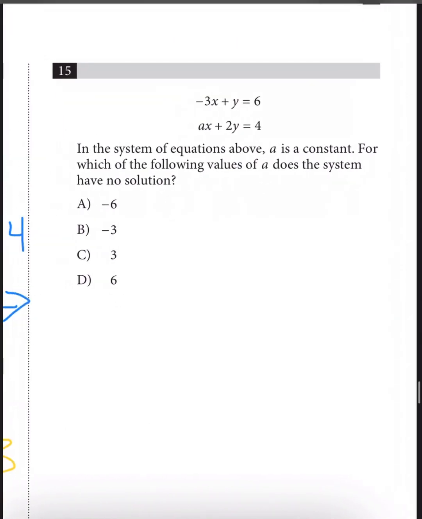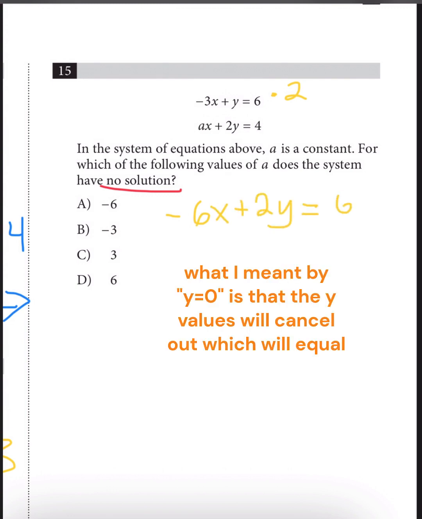In the system of equations above, A is a constant. For which of the following values of A does the system have no solution? When it says no solution, we have to make sure that everything cancels out. So we're going to multiply the top equation by 2 because we want it to essentially cancel out. We want the y to equal 0, we want x to equal 0, but let's make the y equal 0 first. So let's multiply by 2, so -6x plus 2y equals 6.